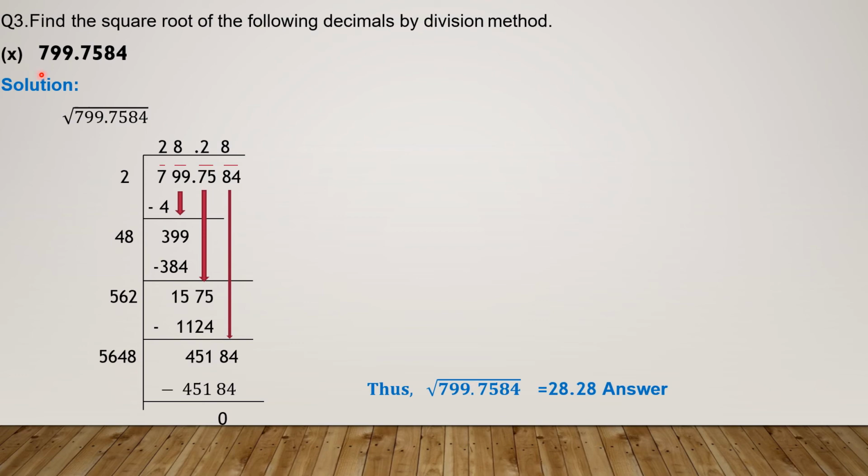See part number 10, 799.7584. We will write our number under the signs of square root, then we will make the pairs.